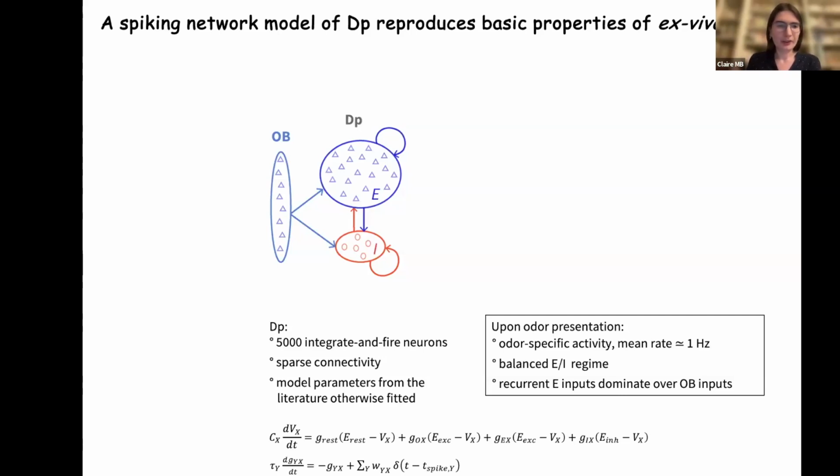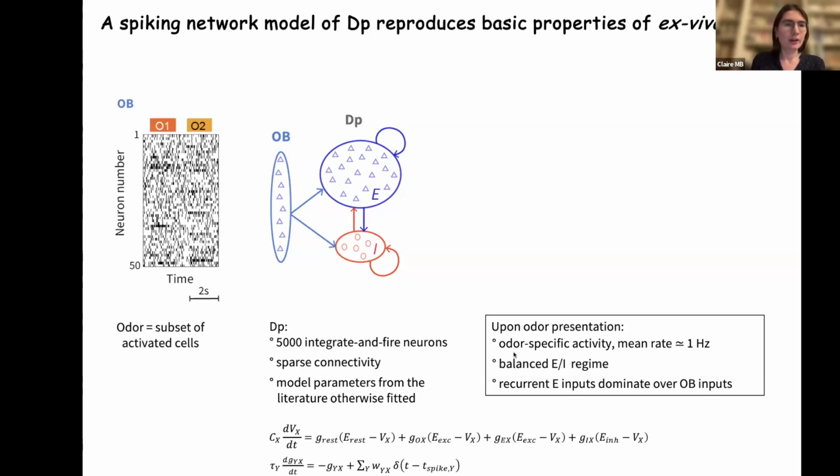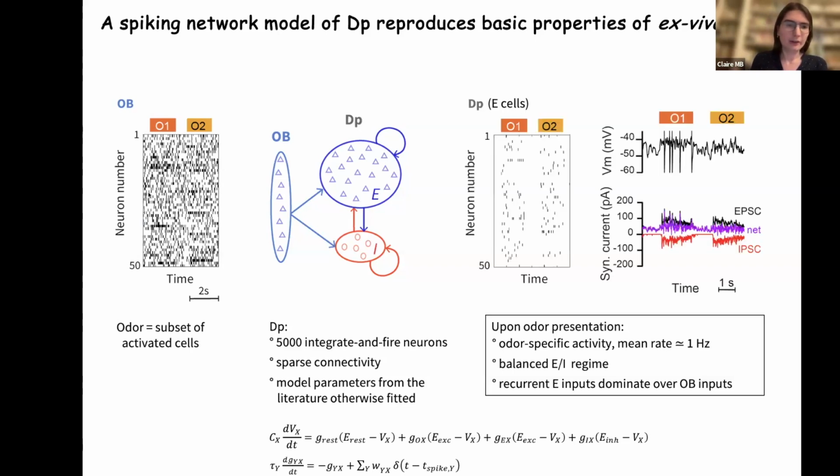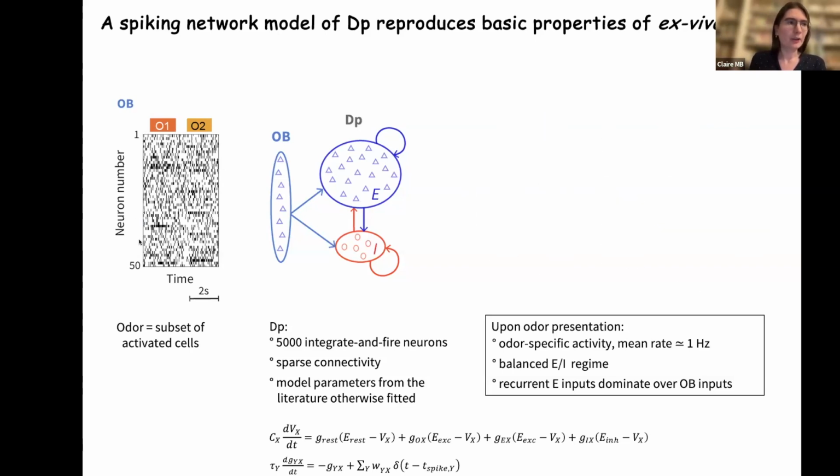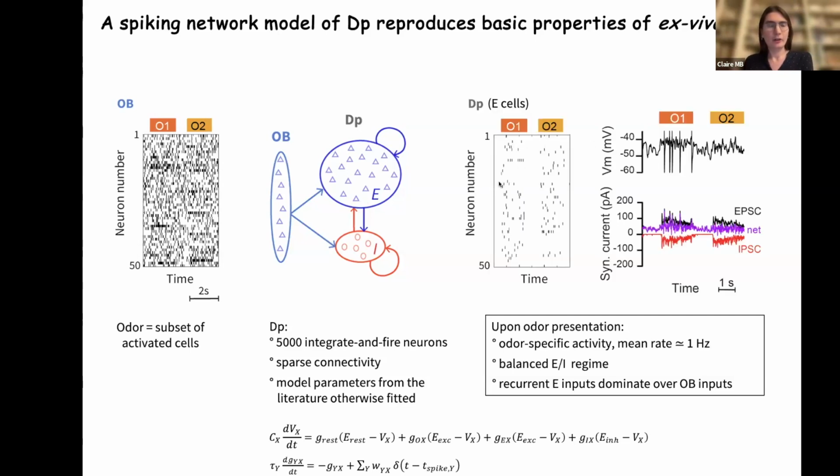So now, how do we simulate the odors? We shortcut the olfactory epithelium pathway, and we define our odors as activity patterns in the olfactory bulb. As you can see here in the plot on the right, each odor is defined by a specific subset of cells whose firing rate will increase during odor presentation. And now if we feed this input into our DP model, we get this representative response of excitatory neurons here on the left, as well as these representative traces of membrane potential and synaptic currents.